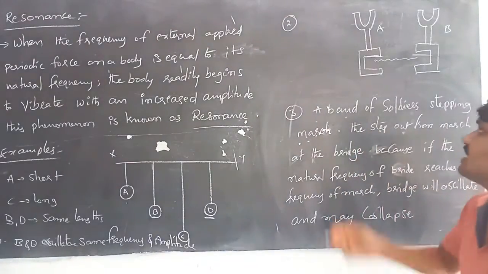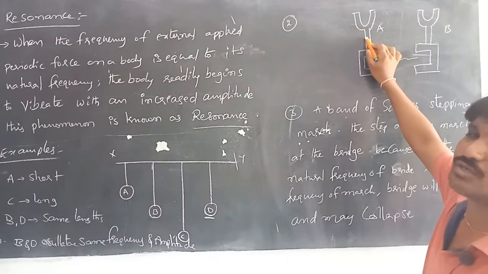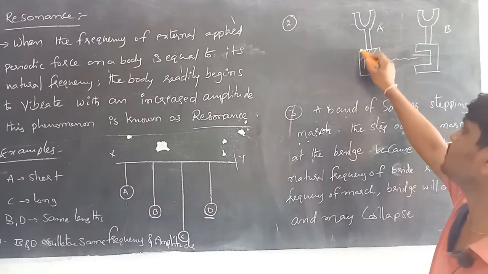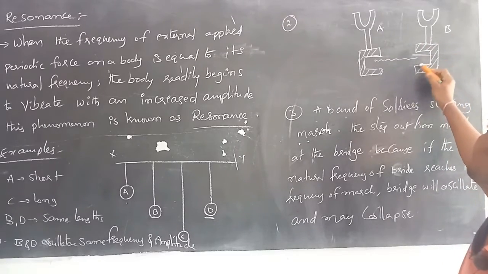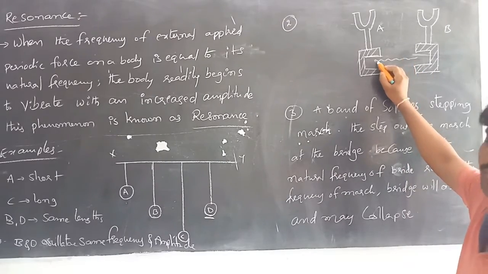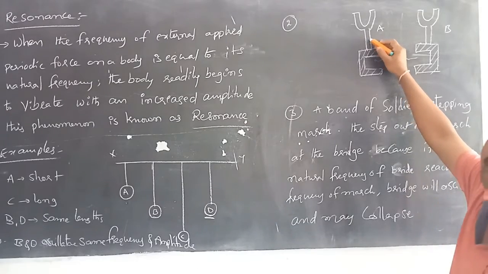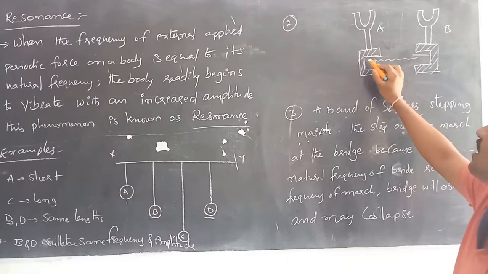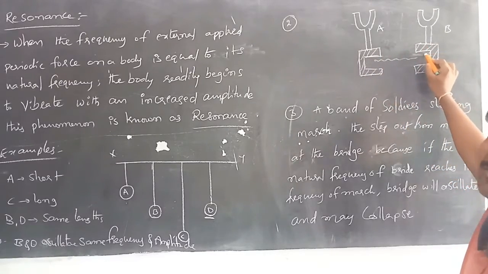Here is another example. Two tuning forks with the same natural frequency are fixed to a hollow wooden box. When one tuning fork, A, is vibrated with some frequency, the vibrations travel through the hollow box and reach B, which has the same frequency.